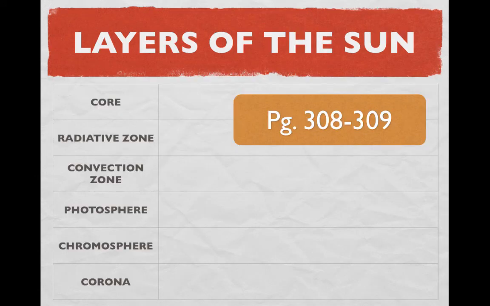So just a reminder, don't forget to copy out this chart and fill in what occurs at each of the layers of the sun, found on pages 308 to 309 in the online textbook.